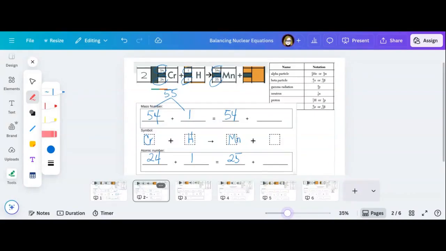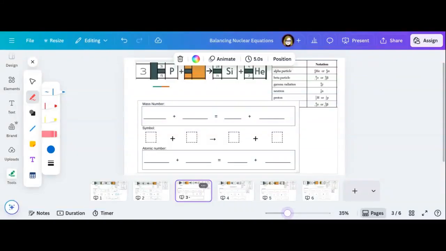This side adds up to 55. So to make this side add up to 55, this would be a 1. This side adds up to 25. To make this side add up to 25, this would be a 0. So over here we see to get 1 and 0, this would be an N. So in your assignment, you would do N, 1, and 0. We're going to do one more in this video.